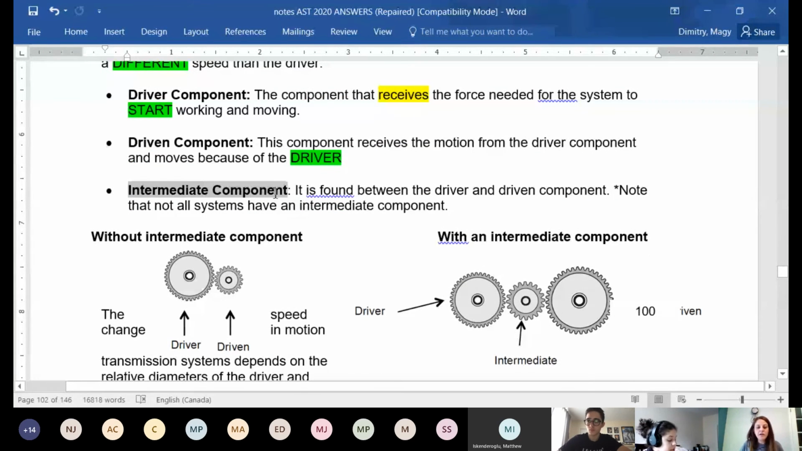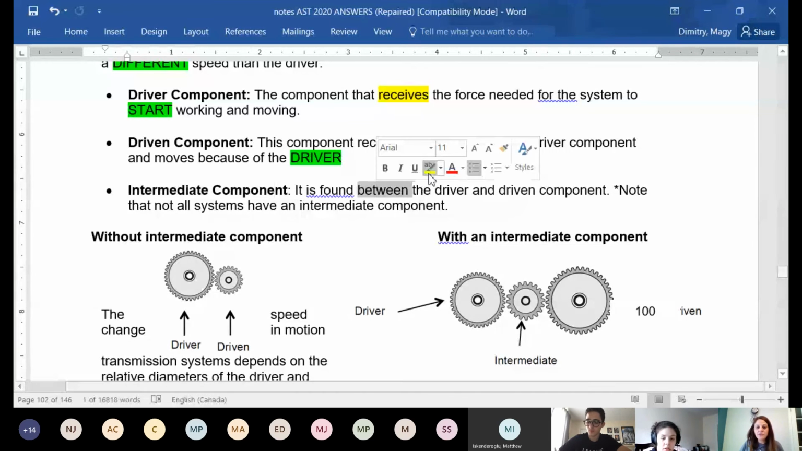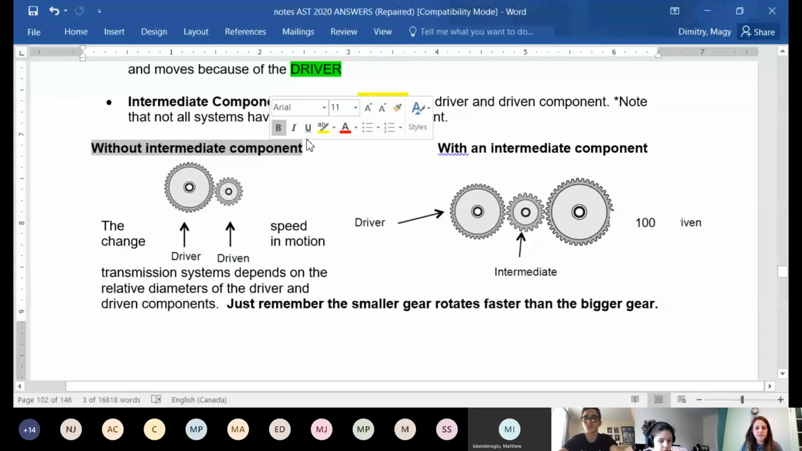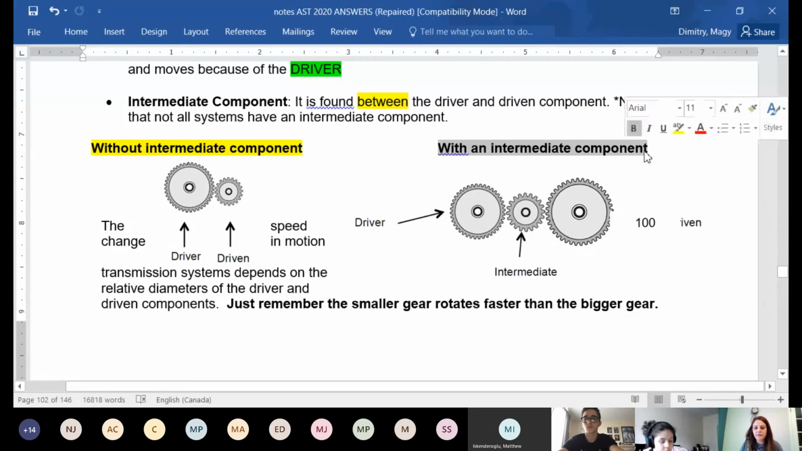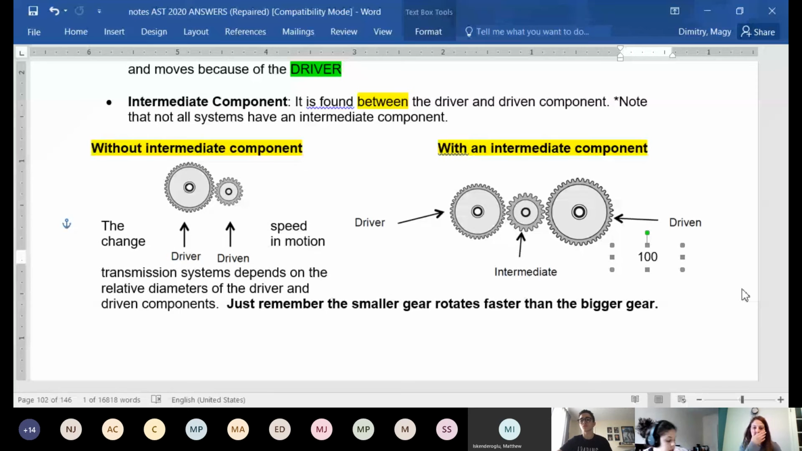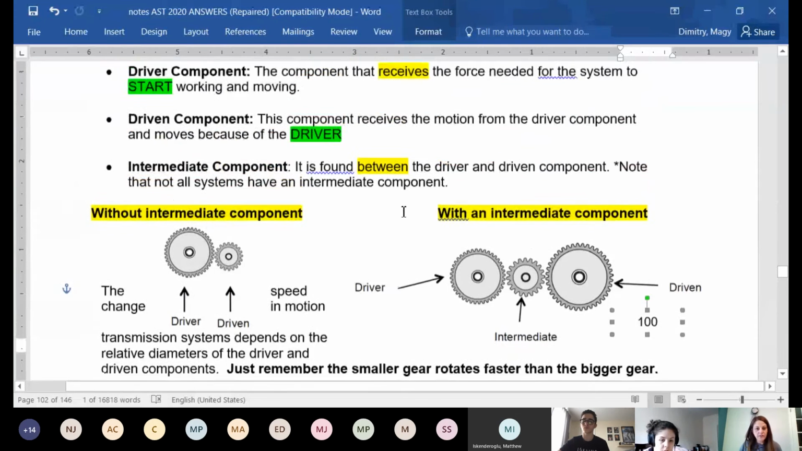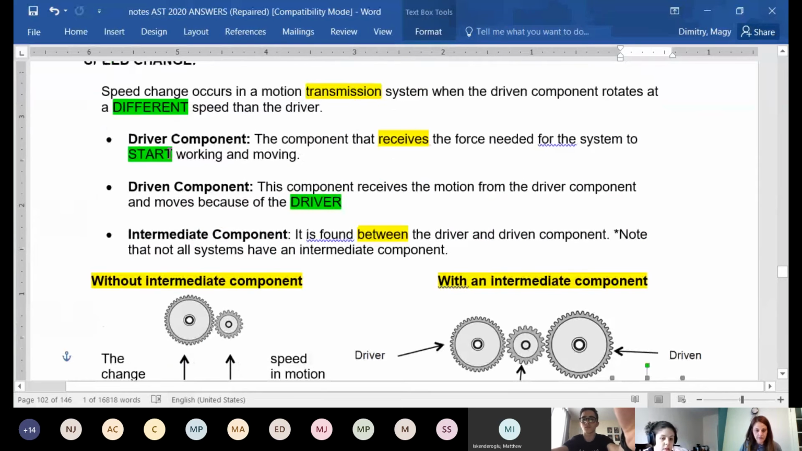We have also what we call the intermediate component. It's found between, highlight the word between, the driver and the driven component. And not all systems have an intermediate component. It depends on the machine that has the gears. So typically here, look, it says without intermediate component. And here it's with the intermediate component. So this is simple: you have just the driver and the driven. And here you have an intermediate in between. What's this 100? Well, that's the page. Okay. So the words that are missing here are different, start, and driver.